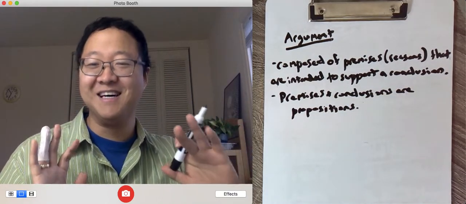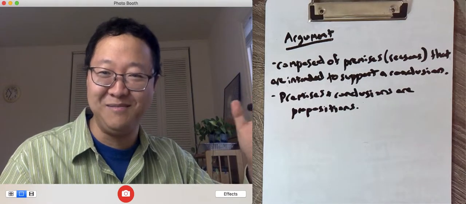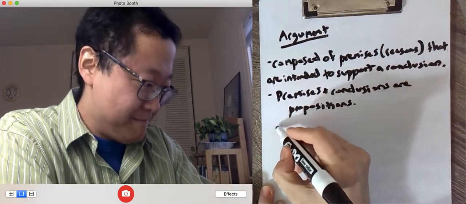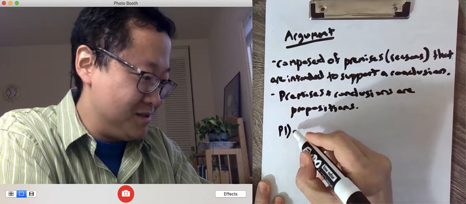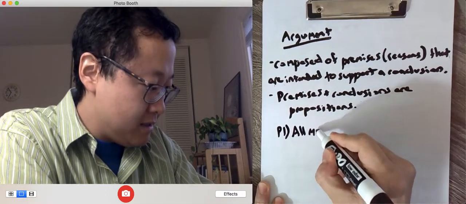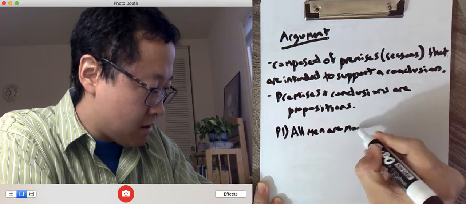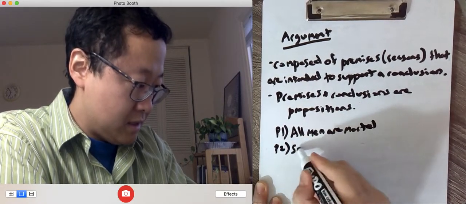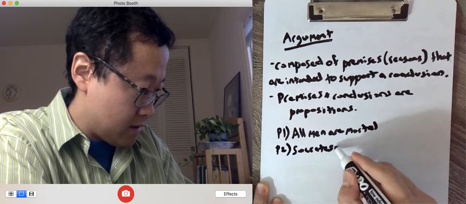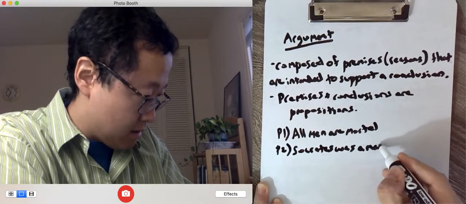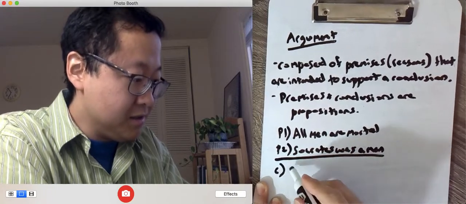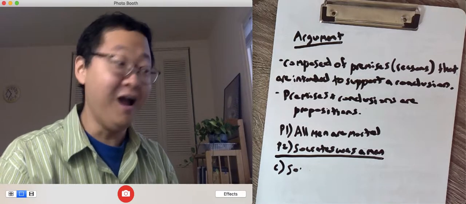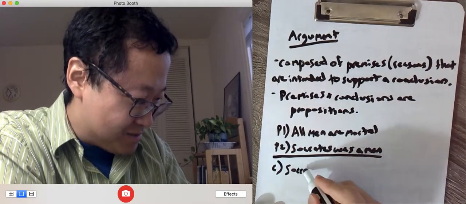So here's the classic example of an argument that you'll learn about in most philosophy classes. And it goes like this. Some of you might have seen this before too. It goes, P1, all men are mortal. P2, Socrates was a man. And we conclude, what follows from this? All men are mortal, Socrates was a man. Therefore, Socrates was mortal.